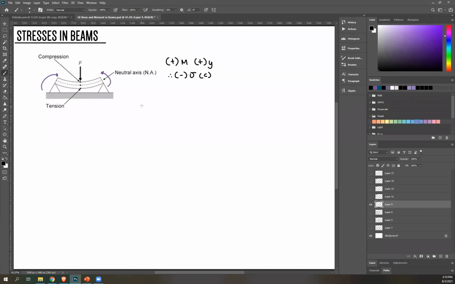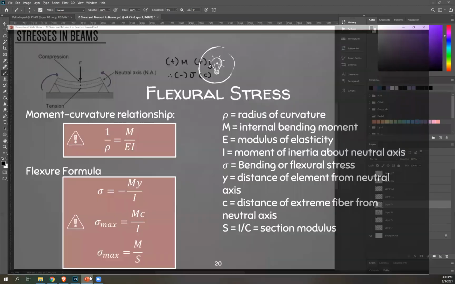Okay, because stress equals negative My over I, right? If M is positive, so this is still positive, y will become negative. I is always positive. Negative and negative will cancel out. Your final answer would be positive. And positive stress is tension. Okay? So the negative sign there just tells you whether your stress is in compression or tension.